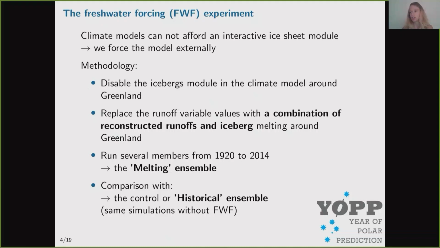So this is the methodology we are using. After disabling the iceberg module in our climate model, we replace the runoff values with a combination of reconstructed runoff and iceberg around Greenland. We then run several members from 1920 to 2014 with this freshwater forcing. This ensemble is called afterwards the melting ensemble, and we compare it to a control or historical ensemble, which is composed of the same simulations but without freshwater forcing.